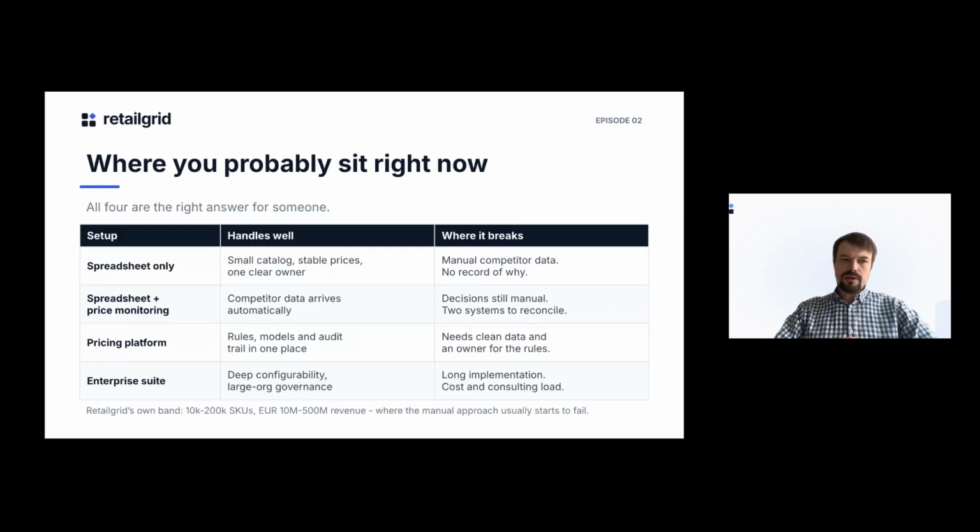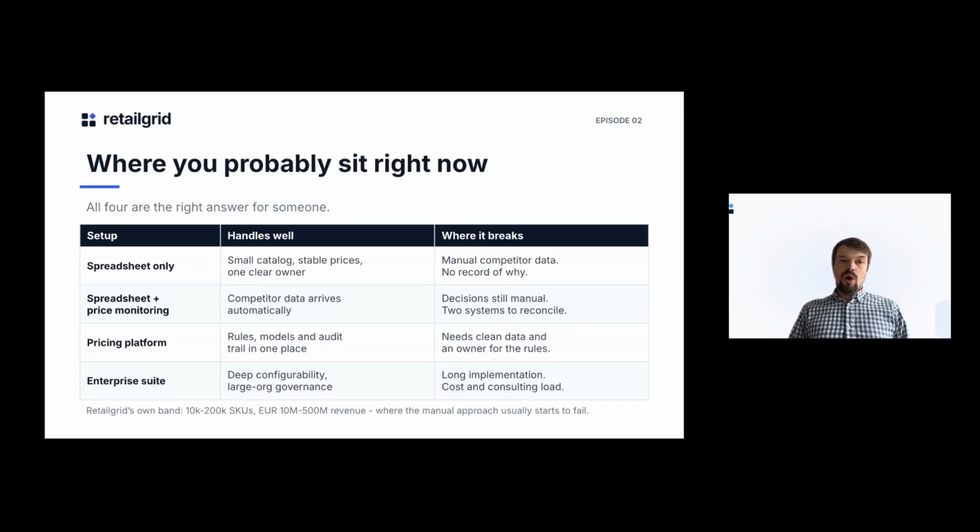And I would like to see some levels. So we have the spreadsheet. We discussed it: small catalog, stable prices, one clear owner. That still is a good tool. And my suggestion for many companies is to keep the spreadsheet, because for now it's the best return on investment.